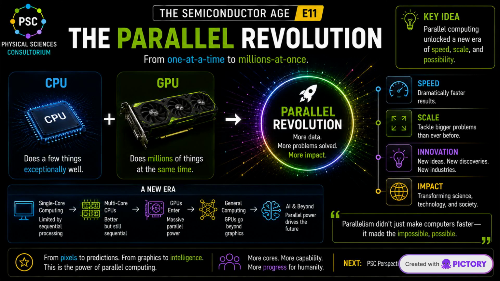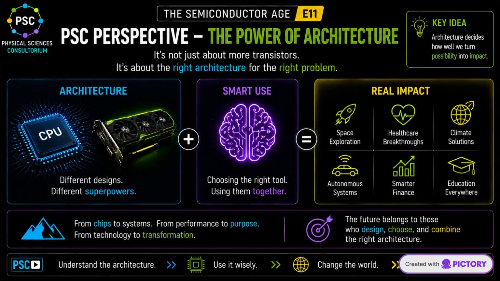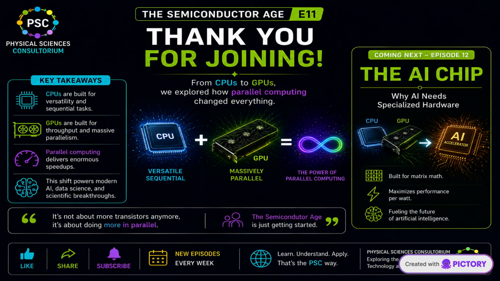Parallel computing has transformed what computers can accomplish. From realistic graphics and scientific simulations to modern AI, the ability to perform enormous numbers of calculations simultaneously has become a foundation of modern technology. The deeper lesson is about architecture. Computing progress isn't simply about making individual transistors faster. It is also about designing smarter ways to organize them and use them together. From CPUs to GPUs, we've seen how parallel computing changed the way we build and use computers.